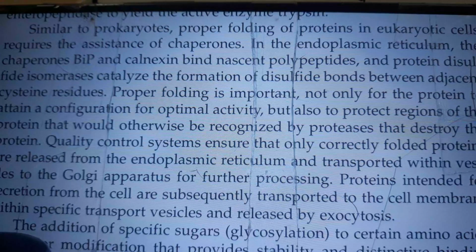Similar to prokaryotes, proper folding of proteins in eukaryotic cells requires the assistance of chaperones. In the endoplasmic reticulum, the chaperones BiP and calnexin bind nascent polypeptides, and protein disulfide isomerases catalyze the formation of disulfide bonds between adjacent cysteine residues. Proper folding is important not only for the protein to attain a configuration for optimal activity, but also to protect regions of the protein that would otherwise be recognized by proteases that destroy the protein.